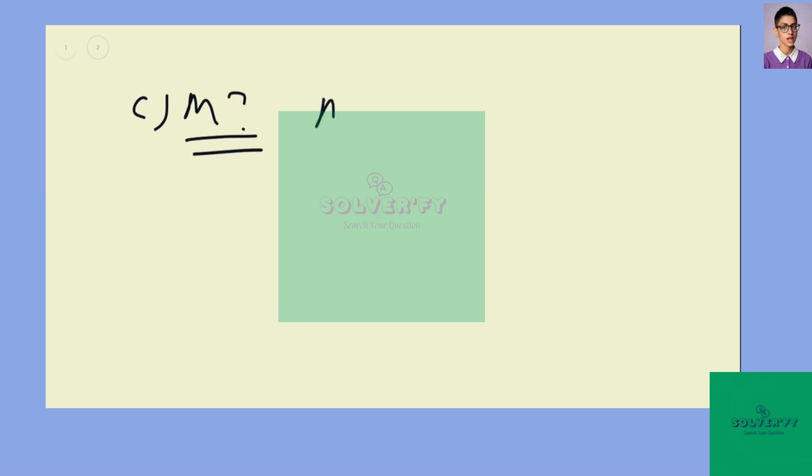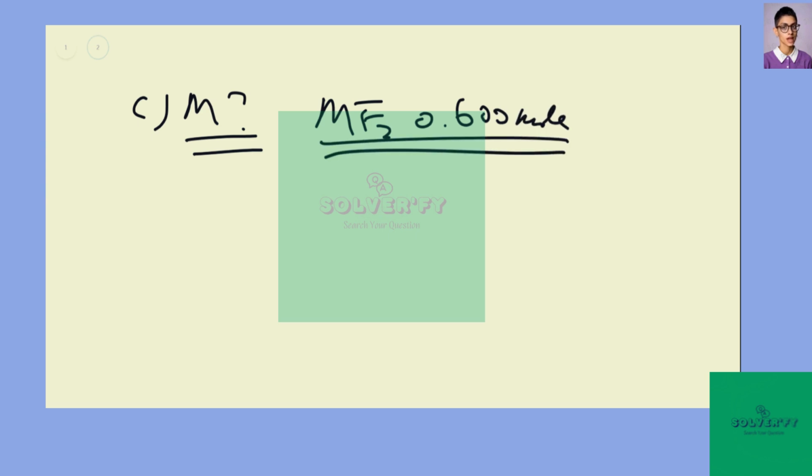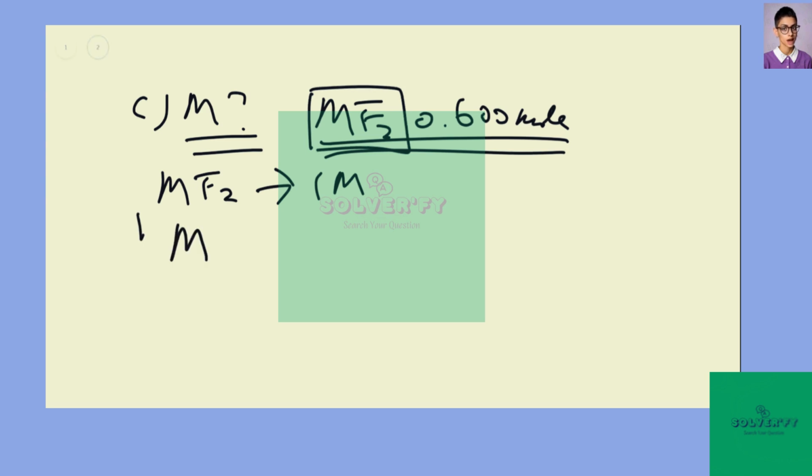Okay, so we have to find the identity of M. So we know that we will have 0.6 mole of MF2, and for each MF2 you will have 1 M. If we look at the formula, it is M1F2. So therefore, if we have 0.6 mole of MF2, then the number of moles of our metal will be equal to 0.6 mole as well. And we know that inside this metal, we have 24 gram of our metal.